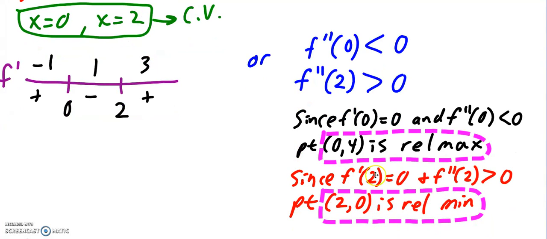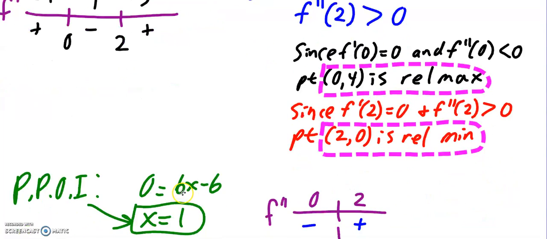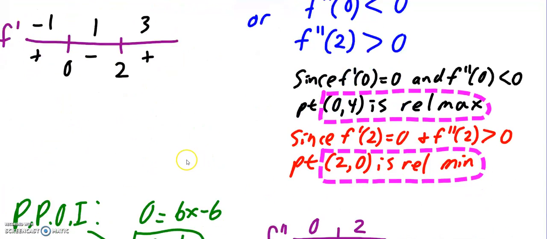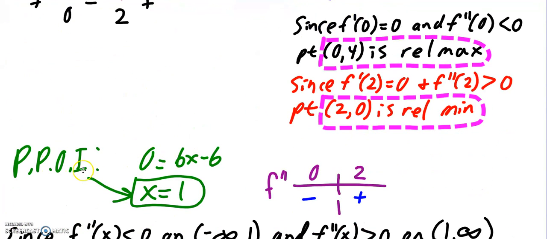And since f prime of 2 equals 0 and f double prime of 2 is greater than 0, the point (2, 0) is a relative min. Okay, so that was the maxes and mins. Now I want points of inflection. So I have my second derivative. I set that equal to 0 and solve for x to get my possible point of inflection of x equals 1. I do a concavity chart.